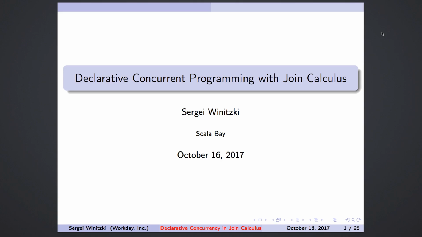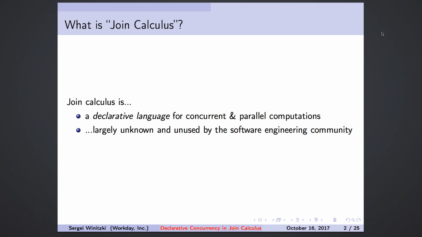I'm going to be talking about a concurrency library that I'm working on, which is based on joint calculus. Joint calculus is actually a programming language. Maybe you are familiar with lambda calculus. So it's not really calculus in the mathematical sense, it's a programming language. And it's a language that's suitable for concurrent and parallel computation.